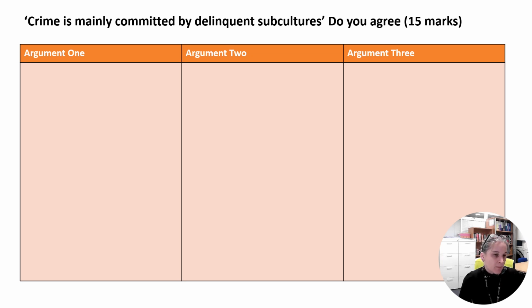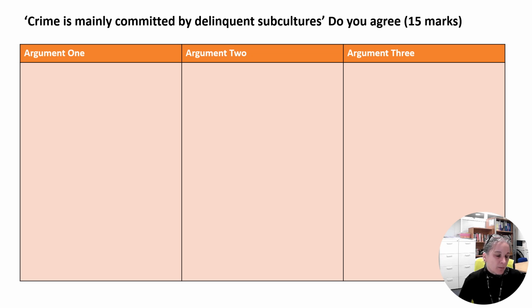I don't want you to spend more than till about 10:15 or so on crime. So if right now it's 10:15, leave this, and I'll just ask whoever's covering your lesson to let me know that you've left it, and we'll have a look at it at a different time. But essentially, crime is mainly committed by delinquent subcultures. Do you agree? And so all I want you to do is fill in this sheet.